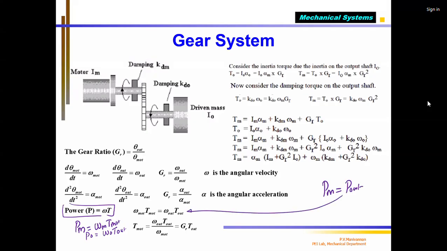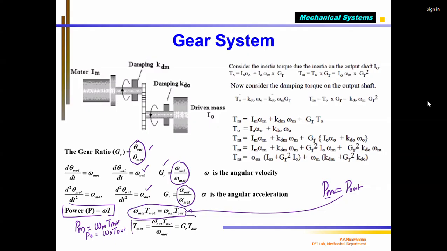Again, this is the acceleration, this is the velocity, and the gear ratio can be written in terms of displacement, velocity or acceleration. All are the same. Then P motor equals P output: motor speed multiplied by motor torque equals the output or load speed multiplied by the torque at the load. T out is the torque at the load. So from this I can always write T out.